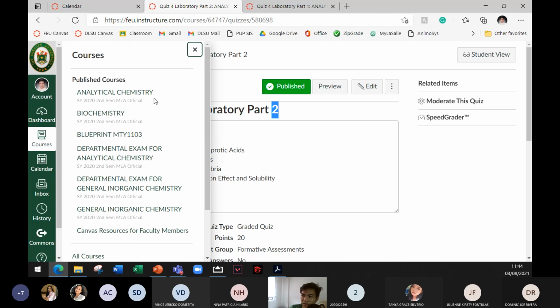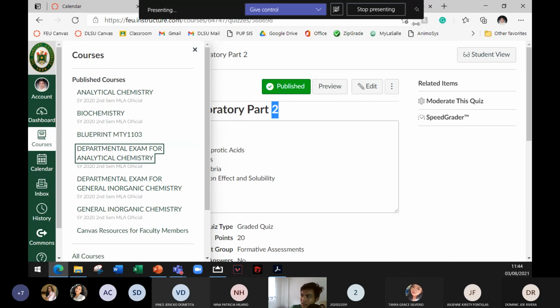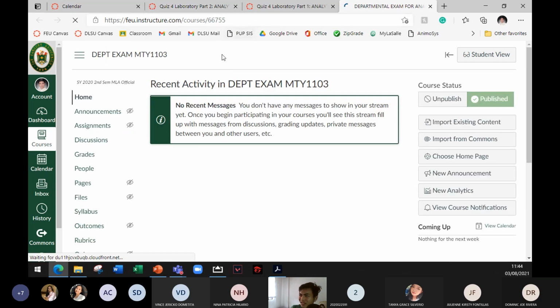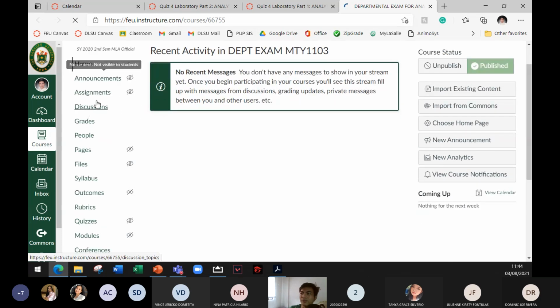Dito pala kayo magte-take ng exam. So, makikita nyo, di ba sa canvas nyo, departmental exam for Anachem. Dito lahat magte-take ng deptals. Ayan. So, wala pa kami nilalagay dito, pero, yan.